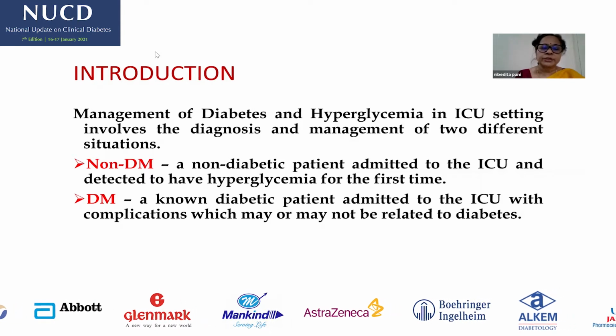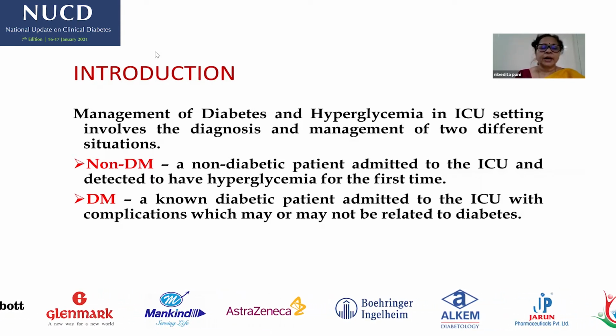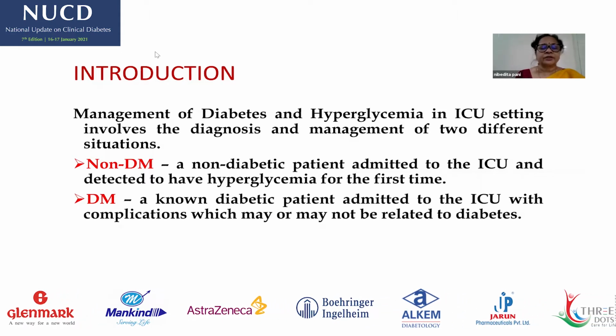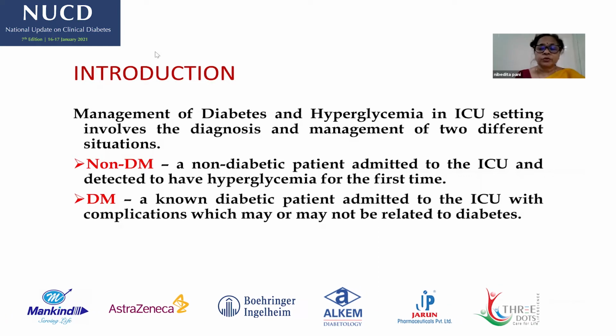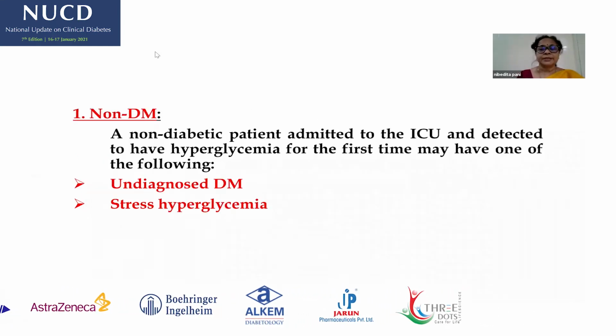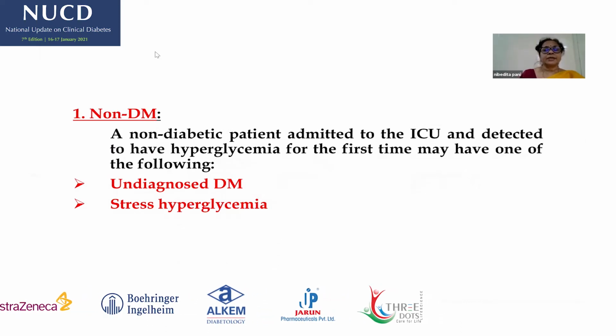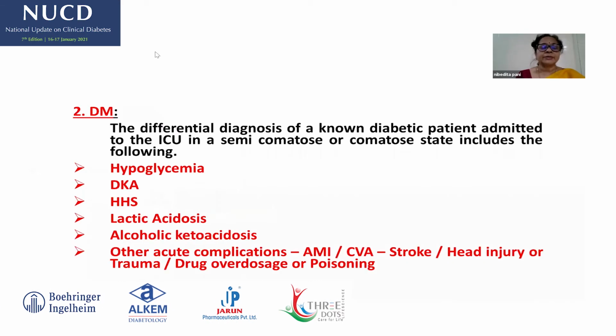of two different situations. Non-diabetic patients: a patient admitted to the ICU and detected to have hyperglycemia for the first time. And diabetic patients: a known diabetic patient admitted to the ICU with a complication which may or may not be related to the diabetes. Non-diabetic patients come to the ICU either with undiagnosed DM or a stress hyperglycemia.